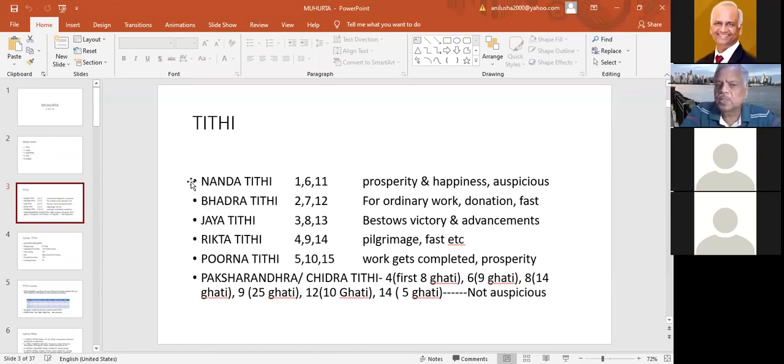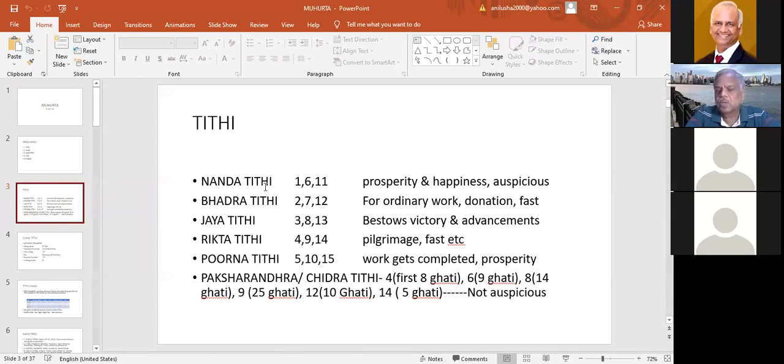One is known as a Nanda Tithi. Nanda means celebration. So first, 6th, and 11th Tithi, they are known as a Nanda Tithi. Then Bhadra Tithi. Bhadra Tithi is 2, 7, 12 Tithi. Jaya Tithi, 3rd, 8th, and 13th Tithi. Rikta Tithi, 4th, 9th, and 14th Tithi. And Purna Tithi is 5th, 10th, and 15th Tithi.